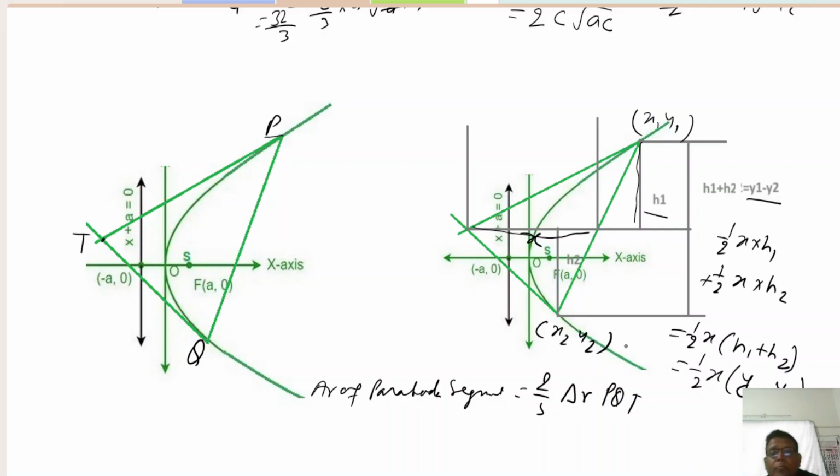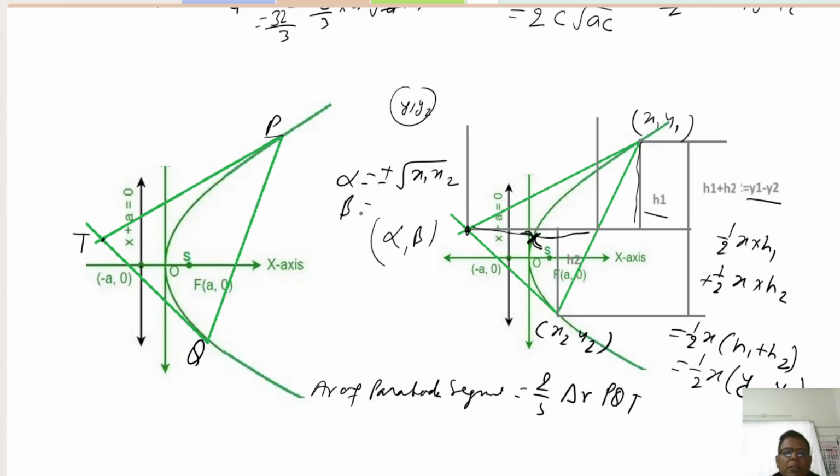And now we have to find out the x. So what is the x? Suppose this is the point of intersection, that is alpha beta. We know that alpha is equal to plus minus root over x1 x2, and this sign we take as per the sign of y1 into y2. If y1 into y2 is positive, then positive, otherwise negative. And beta is the arithmetic mean, y1 plus y2 divided by 2.